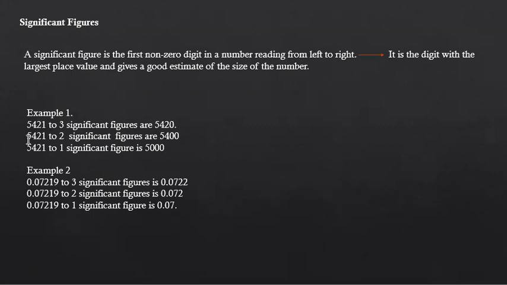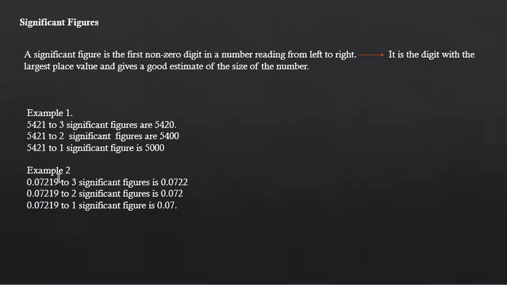So let's look at it again. For 5,421 to 2 significant figures, the target here is the hundreds. So it's going to become 5,400 because the 21 is less than 50, the 2 is less than 5. Again, to one significant figure, 421 is less than 500. So then you round down to 5,000. If this was 5,450, this would have been rounded to 5,500.